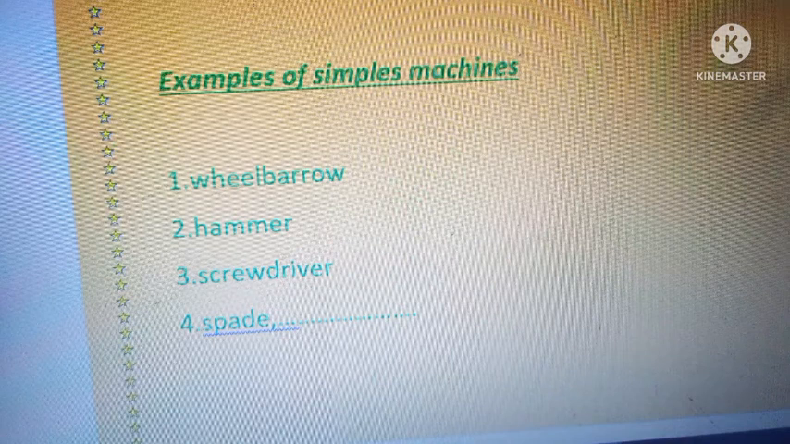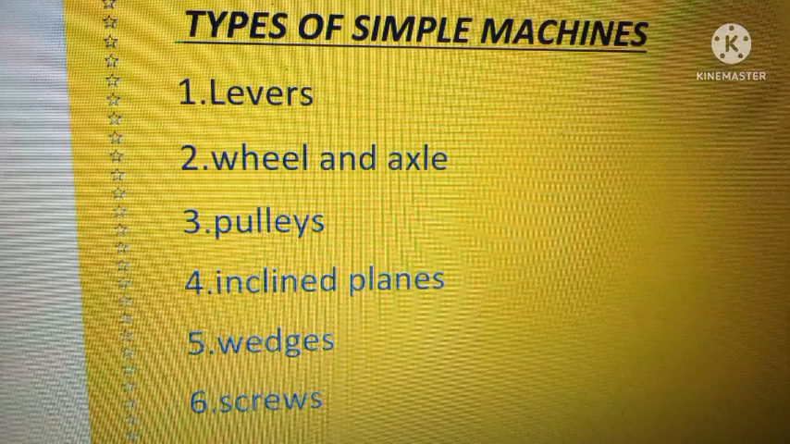Firstly, let us start with the definition of simple machines. Simple machines are simple devices that make work easier. Examples of simple machines are the following: wheelbarrow, hammer, screwdriver, spade, and so on.